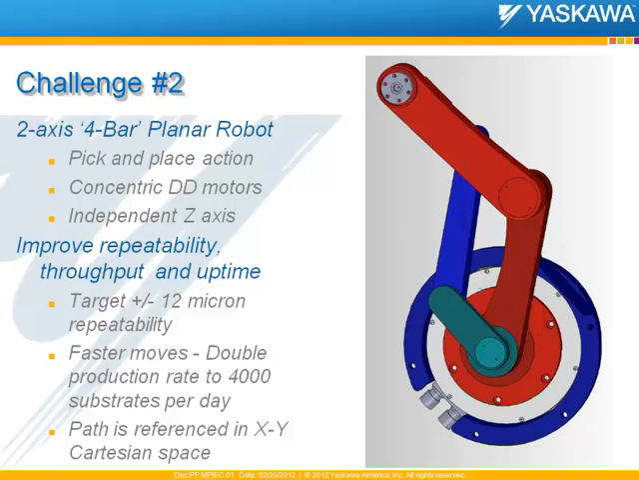So one of the key targets of this application was that we needed very repeatable motion. Plus or minus 12 micron repeatability was the goal, even through temperature ranges, and we were able to prove we could do that. And they needed faster moves, doubling the rate of some of the placement of pieces up to 4,000 substrates a day. But again, we wanted to reference the path in XY Cartesian space.